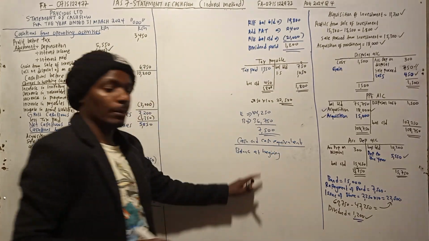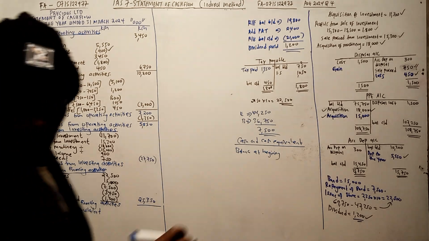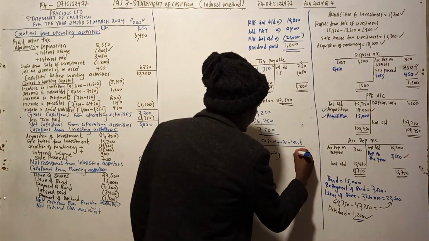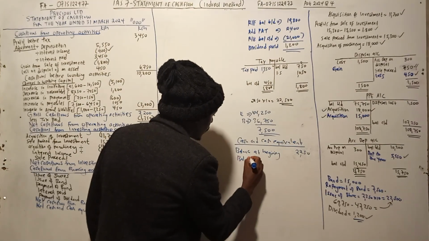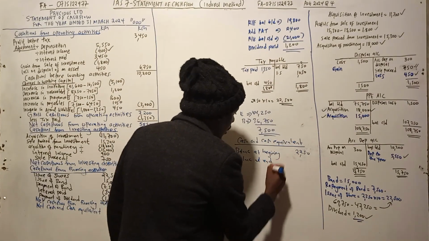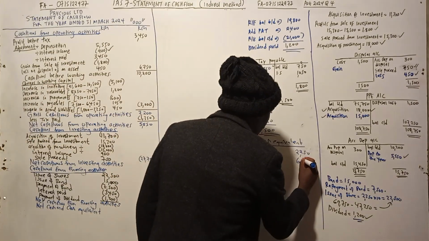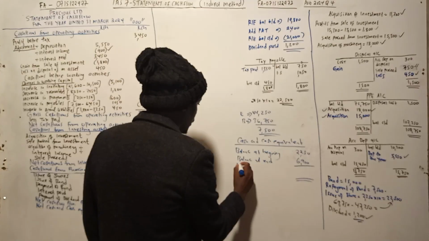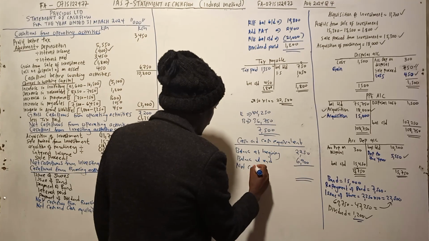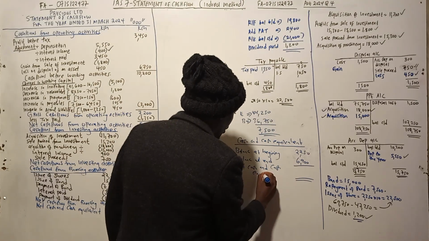So you check the balance at the beginning kwa balance sheet. So ukienda kwa balance sheet, the only cash and cash equivalent that we have is the cash. So the cash at the beginning was 2250. Then the balance at the end ilikuwa 6,900. So we have an increase, and that increase is what we call the net cash and cash equivalent.